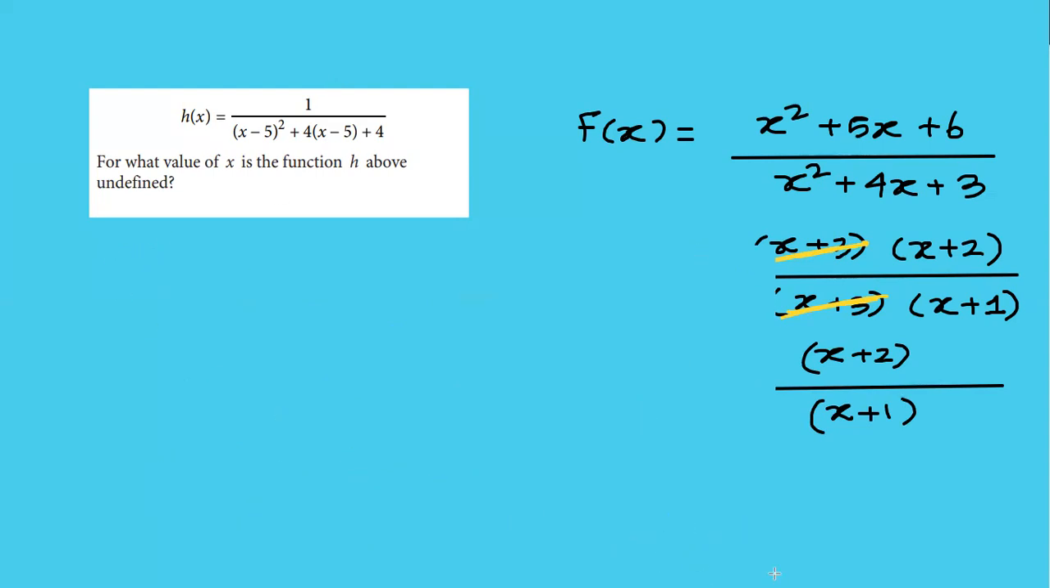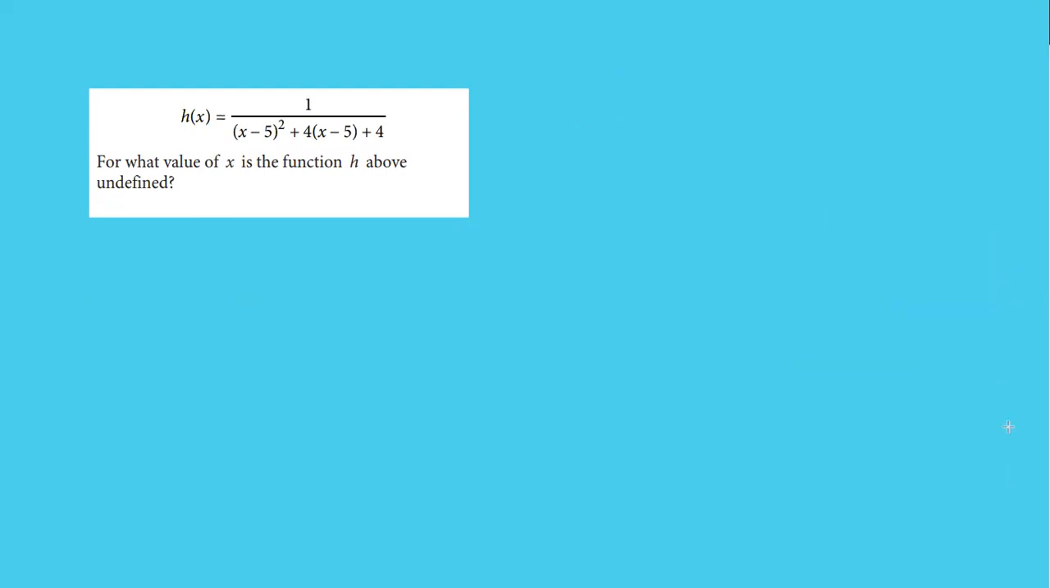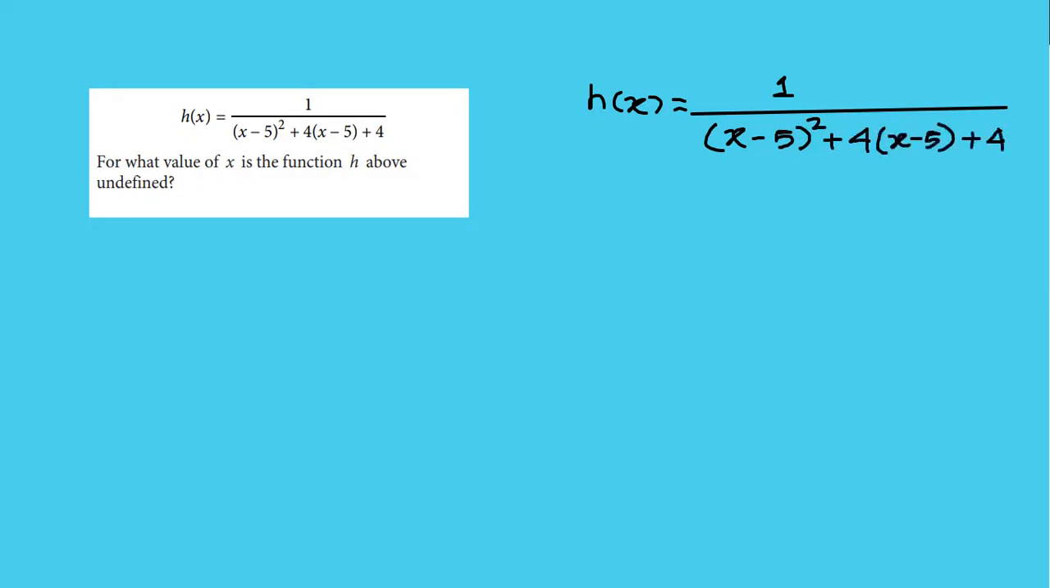If we get back to the question, let's take the function h of x. This is a special function because it looks complex, but it's not. It is 1 over (x minus 5) whole squared plus 4 times (x minus 5) plus 4. So let's make it easy. Let us assume a new variable z that equals x minus 5.